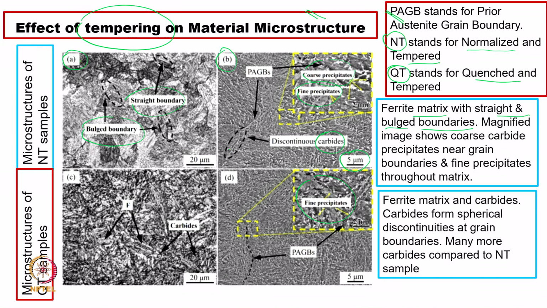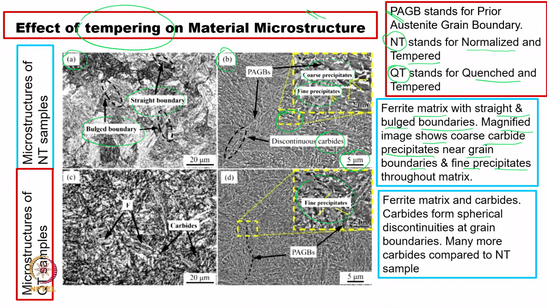So, this is a magnified image, and then further we are taking this as a sample and magnifying it. The magnified image shows a coarse carbide precipitation near the grain boundaries and fine precipitates throughout the matrix. However, there again they are not available in abundance. We will find a much lesser density of these fine precipitates compared to the QT sample.